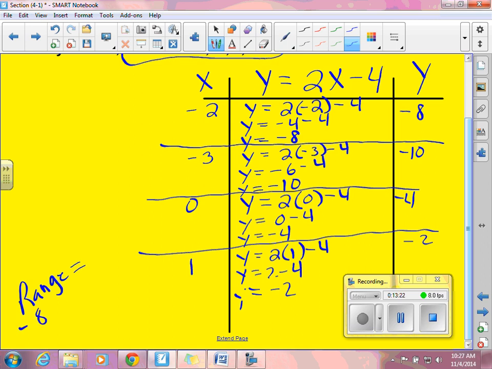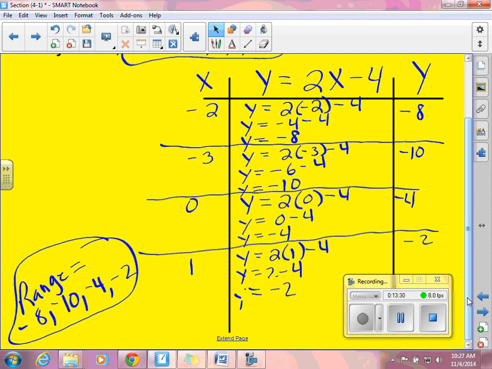T tables are so awesome because I've got my X values, which are my domain. I've got all my work right here. So if I mess up on my domain, I have my work right there, so I know where I messed up for my range. Okay, and my range is this category, my Y. Notice also I got my ordered pairs for graphing. I got -2, -8, -3, -10, 0, -4, and 1, -2. I got my graphing stuff all there. There's no guesswork. All right?